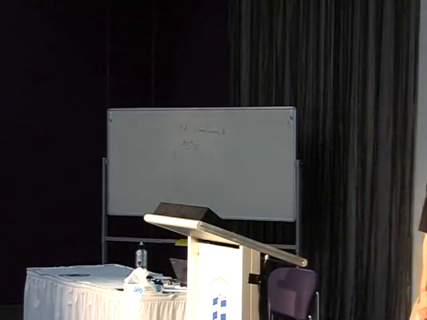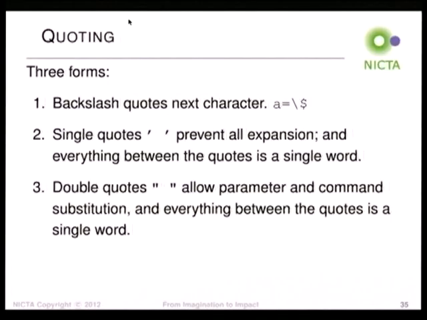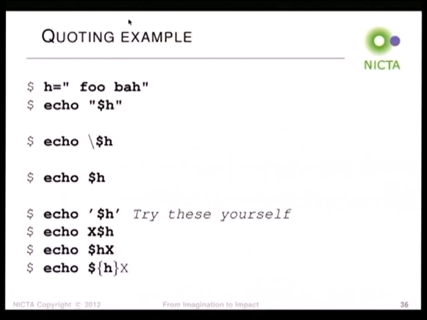Okay, let's go back to the presentation. Double quotes allow variable expansion and backtick expansion, that dollar-parenthesis thing, and arithmetic expansions, which I'm not going to go into. And they happen inside the double quotes. So that's cool. Let's try these.